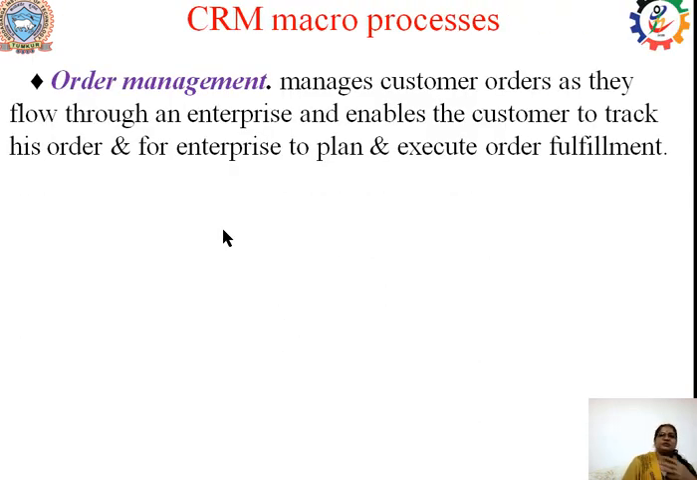So we'll see the macro processes one by one. CRM, customer relationship management. Between the manufacturer and the customer, there are a few key processes. First of all, order management. It manages customer orders as they flow through an enterprise, and it lets the customer track his order. Nowadays it is a trend: whenever a customer places an order, he wants to know its status. It also enables the enterprise to plan and execute order fulfillment.